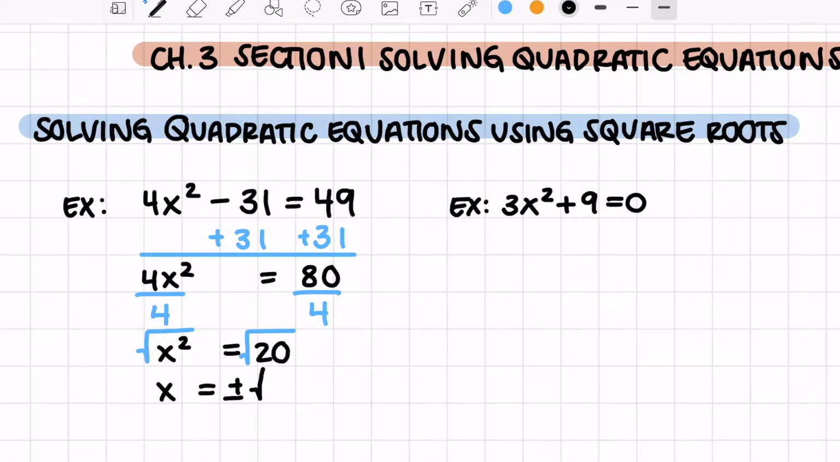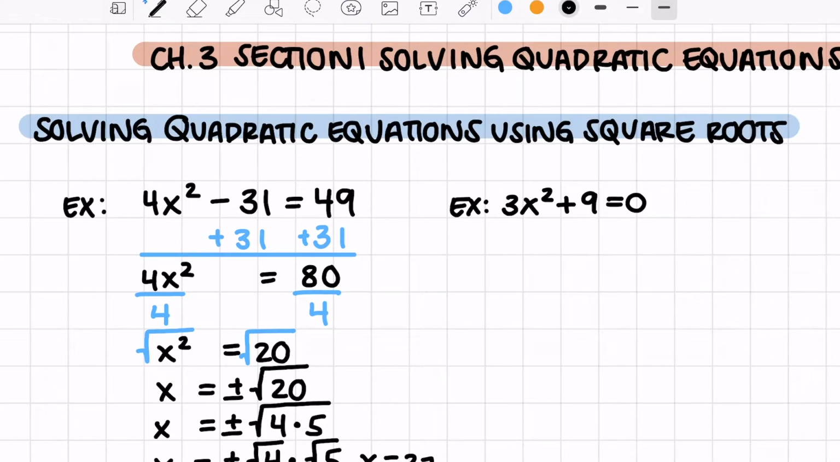We get here the square root of 20, and that could be simplified by changing this into 4 times 5, and we get left with plus or minus the square root of 4 times the square root of 5, which is just x equaling plus or minus 2 square root of 5. Okay.